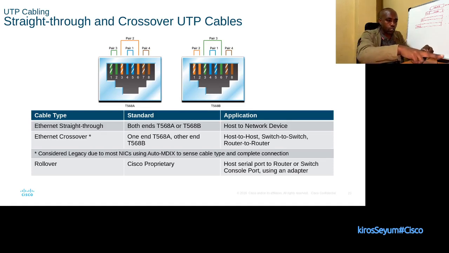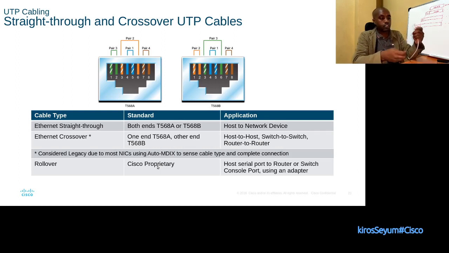Either we have to use T568A or T568B. If you want a straight-through interconnection, both sides should be A, or both sides B. If you want a crossover, one side has to be A and the other has to be B. So straight-through, both sides A or B; crossover, one end A and the other end B. And the rollover, which is a Cisco proprietary connection used for console interconnections, uses its own arrangement.